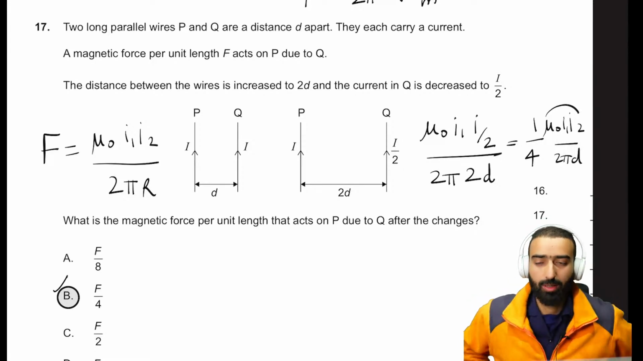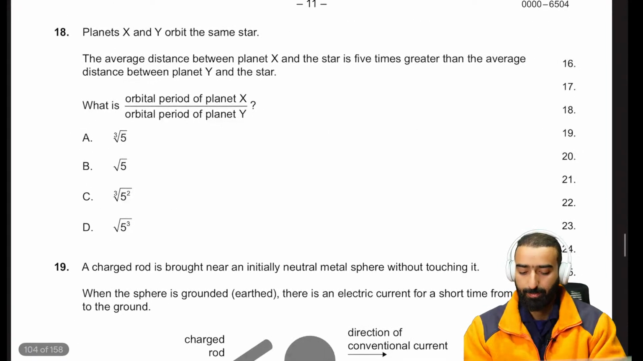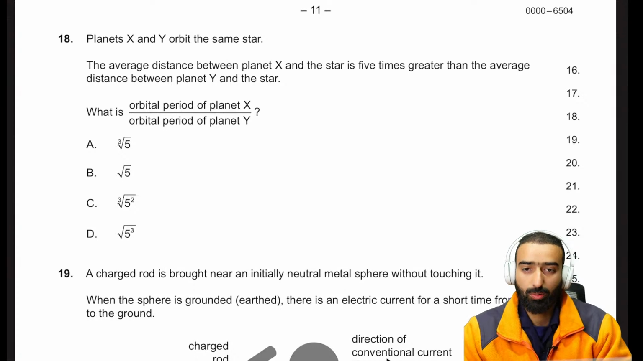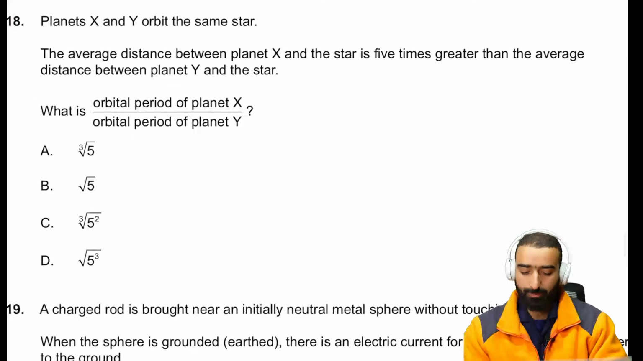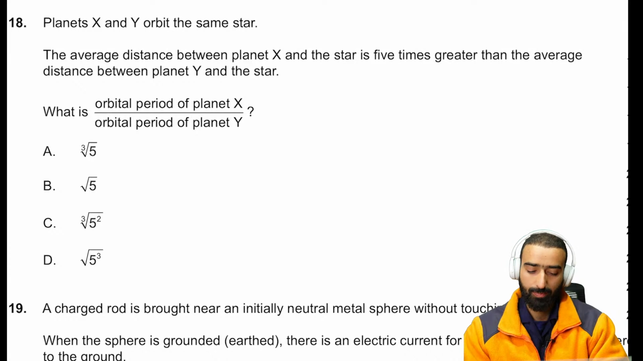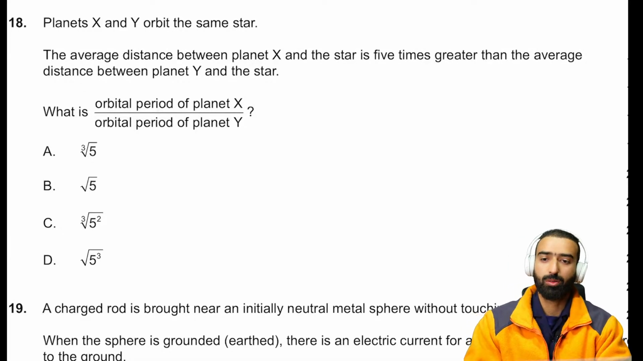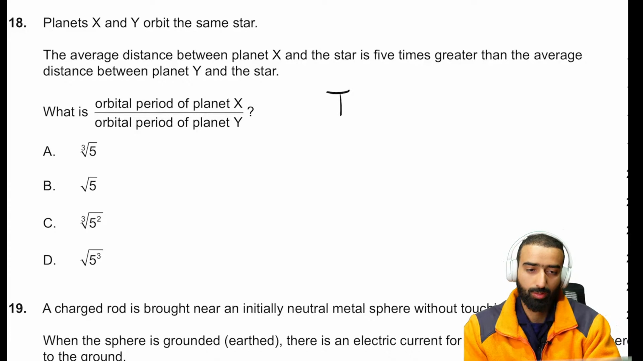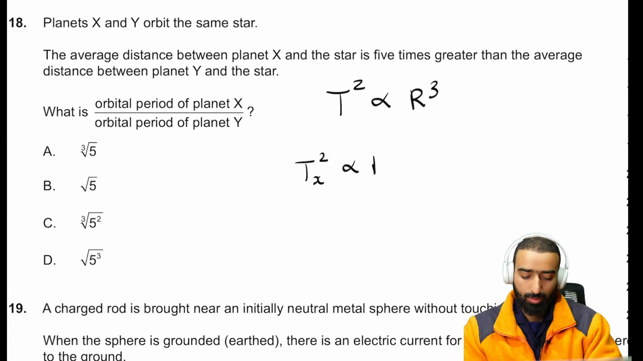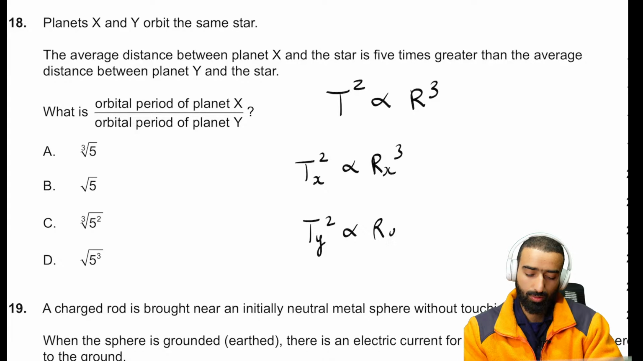Okay, let's move on to the 18th question. Planets X and Y orbit the same star. The distance between the star and planet X is 5 times greater than the average distance between planet Y and the star. So we have to find the orbital period of planet X over the orbital period of planet Y. I'm going to use Kepler's law, which says time period squared is proportional to R cubed. So I would write this equation for X: time period of X squared is proportional to Rx cubed. Write the same equation for Y: time period of Y squared is proportional to Ry cubed.